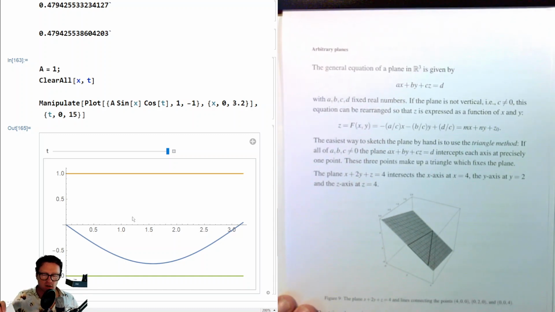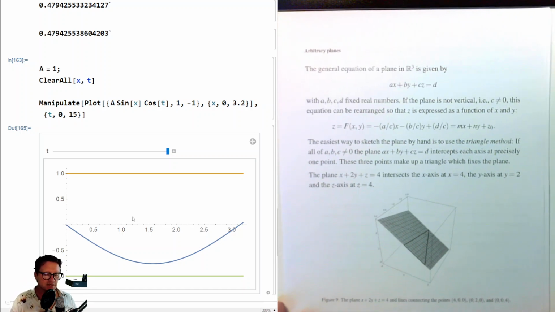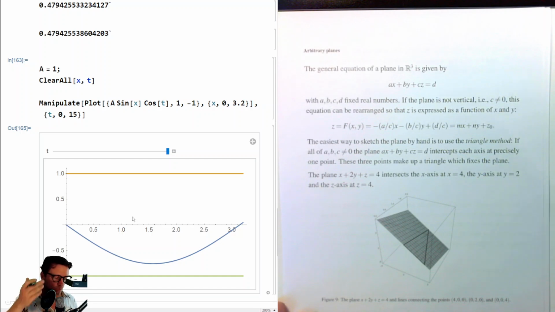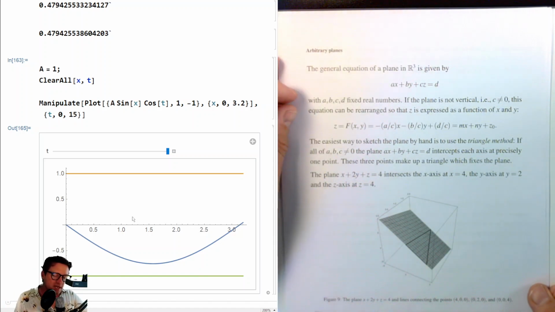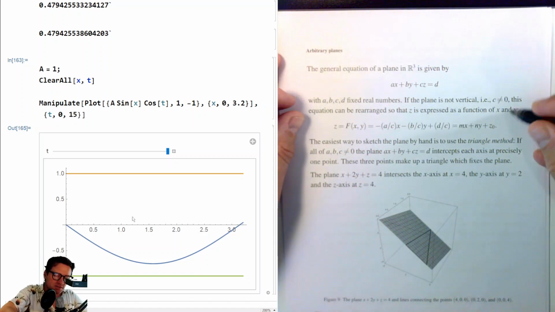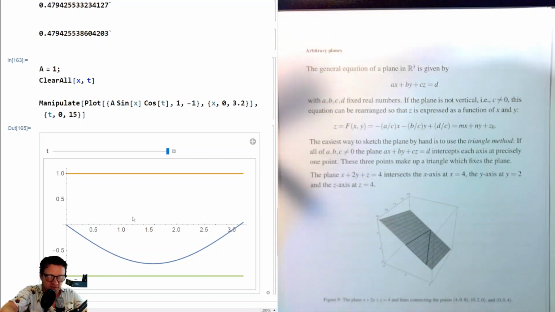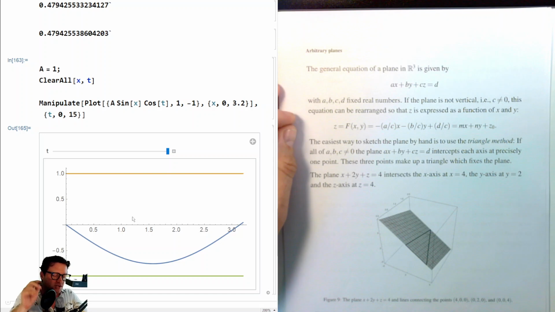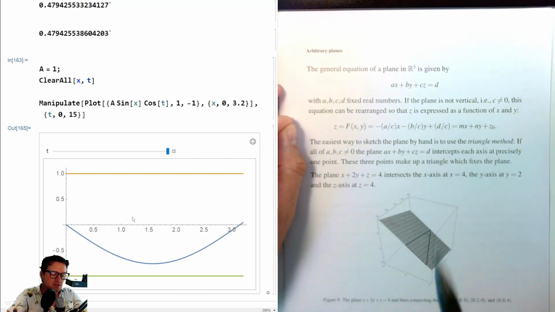The general equation of a plane in 3 space is given by ax plus by plus cz equals d, with a, b, c, and d fixed real numbers. If the plane is not vertical, so in other words, it's vertical when c is equal to 0. So if c is not equal to 0, this equation can be rearranged so that z can be expressed as a function of x and y.